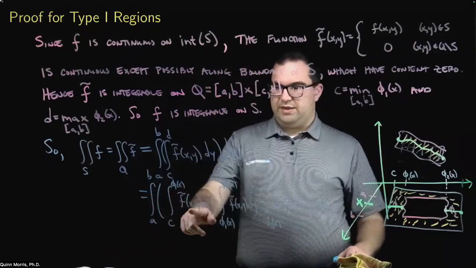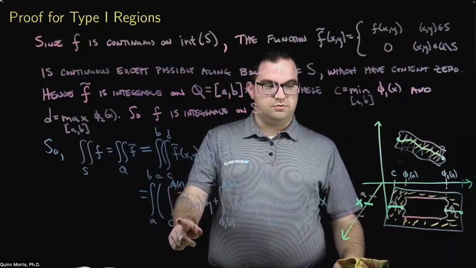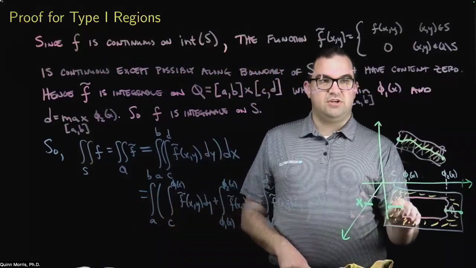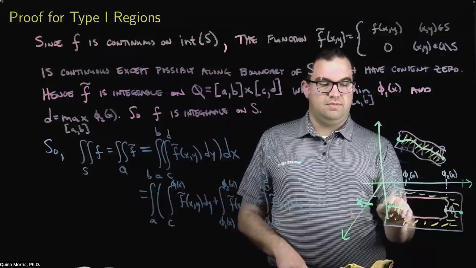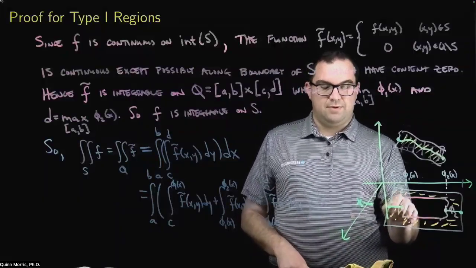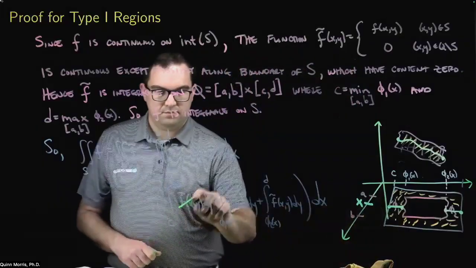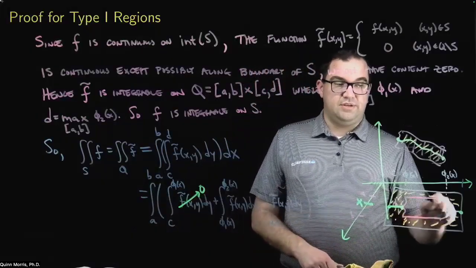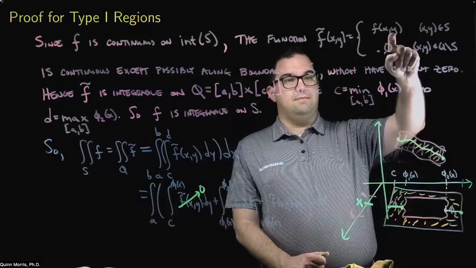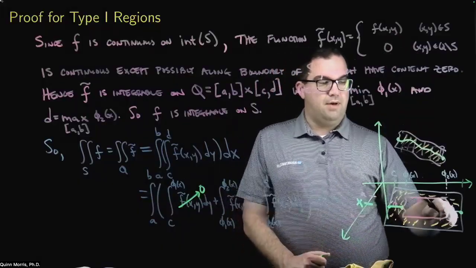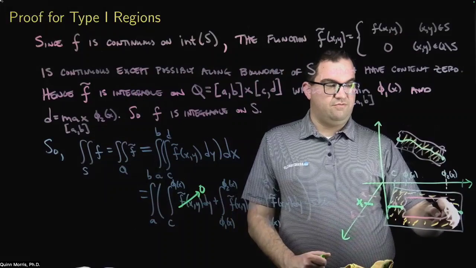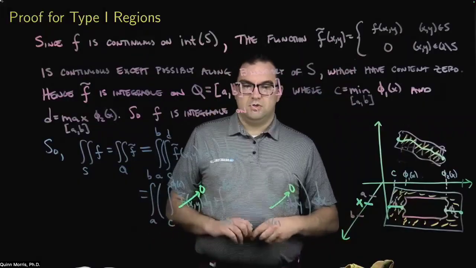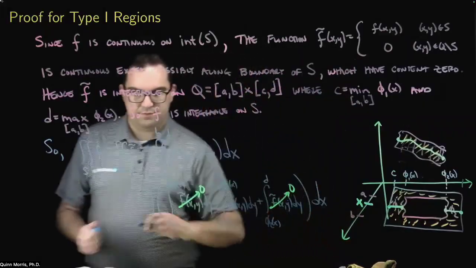But now if I look at these three integrals, when my y values are between c and phi1 of x, these domain points are outside of the region S, so my function values are all 0. Okay. When I'm between phi1 of x and phi2 of x, now my function values are non-zero because they're f of xy. But once I get to phi2 of x, and I go between phi2 of x and d, my function values are again 0. So both of these integrals disappear.